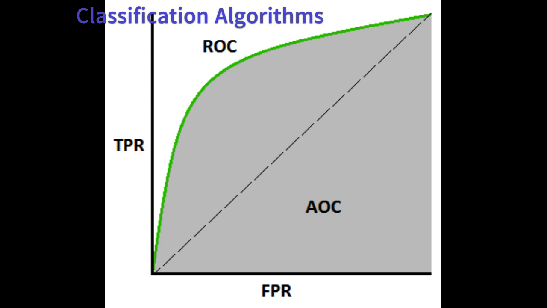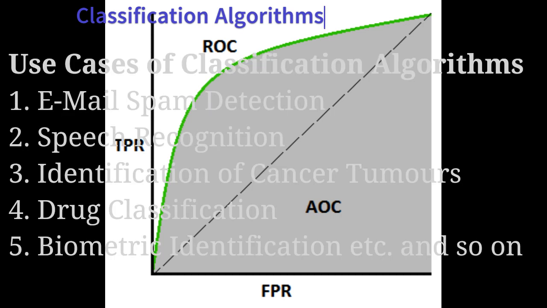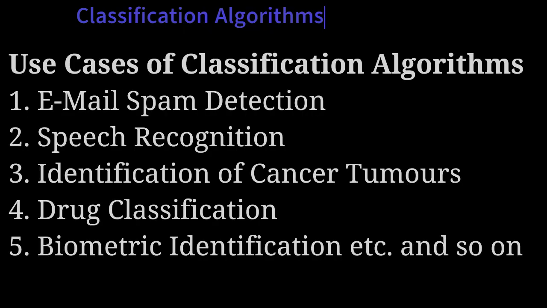3. AUC ROC curve. ROC stands for Receiver Operating Characteristics curve and AUC stands for Area Under the Curve. It is a graph that shows the performance of the classification model at different thresholds. To visualize the performance of a multiclass classification model, we use the AUC ROC curve. The ROC curve is plotted with TPR and FPR, where TPR, the true positive rate, is on the y-axis and FPR, the false positive rate, is on the x-axis.